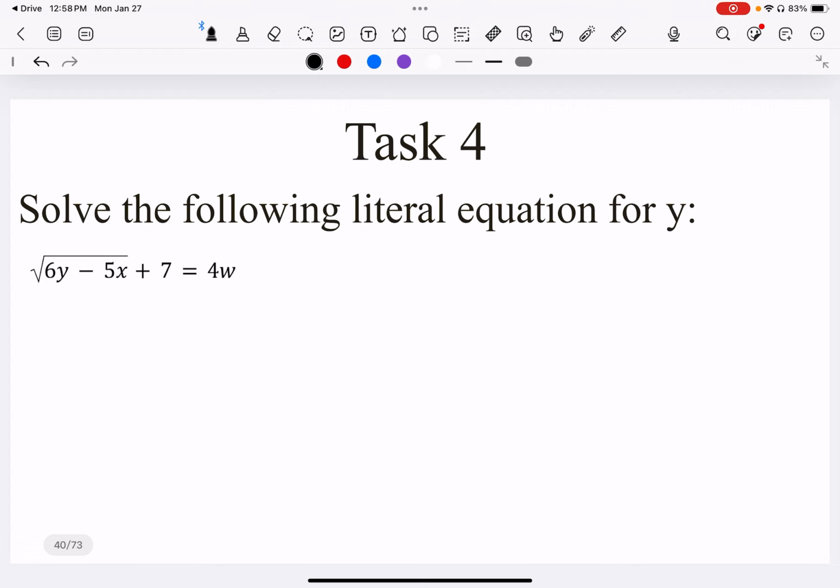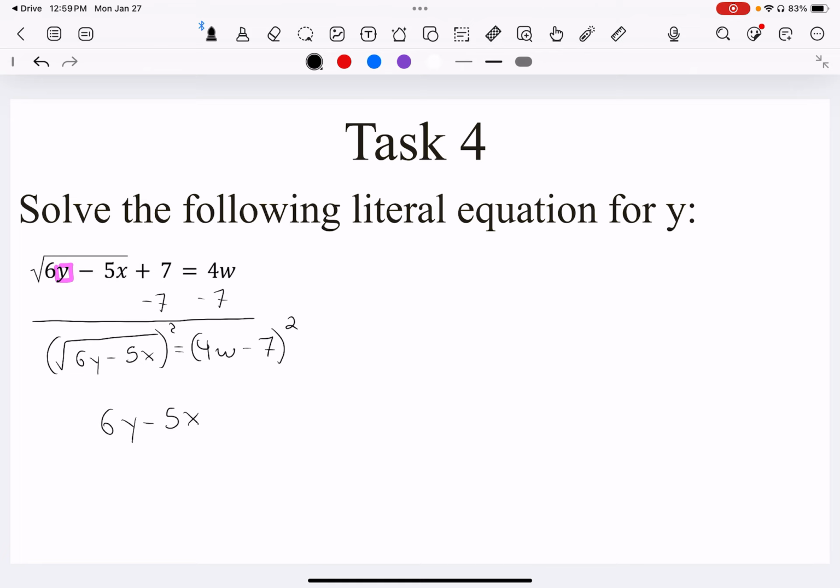Solve this equation for y. I notice the y is inside my radical. So I want to get the radical by itself first by subtracting 7 from each side. So I'm left with radical 6y minus 5x is equal to 4w minus 7. To get rid of the square root, I'm going to square both sides. So I have to square this whole expression of 4w minus 7. On the left, the square root and the square cancel each other out. So we're just left with 6y minus 5x is equal to 4w minus 7 squared.